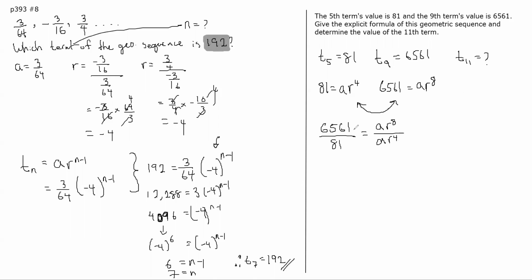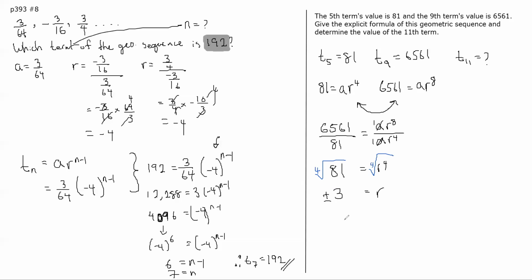If I were to use exponent laws, quick division, this is 81 is equal to a divided by a is 1, and r to the power of 8 divided by r to the power of 4 is basically 8 minus 4, r to the power of 4. I'm going to take the fourth root on both sides. That means r is going to be 3. Technically, I guess it could be a negative 3 as well.